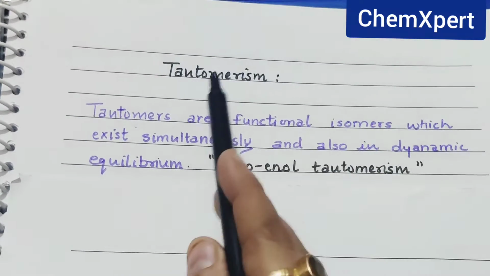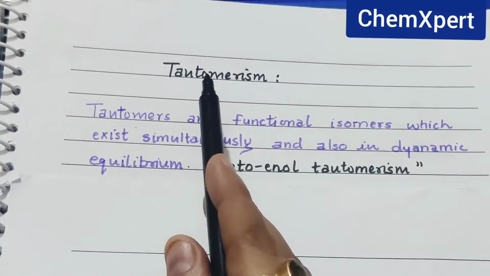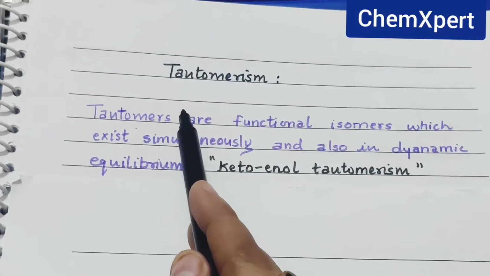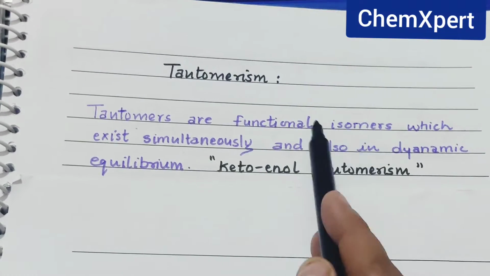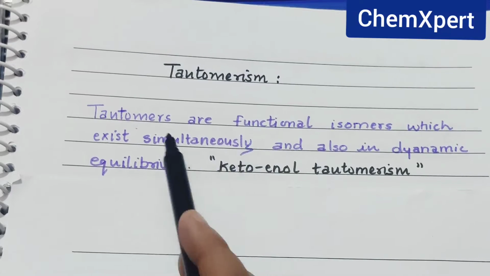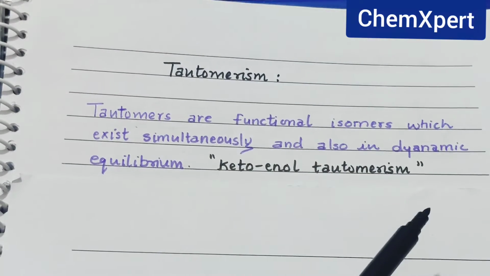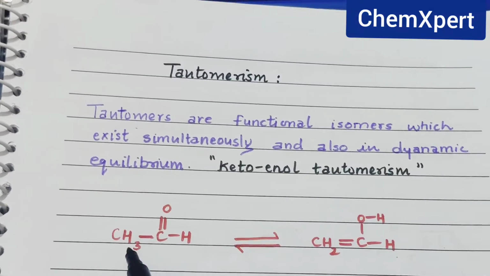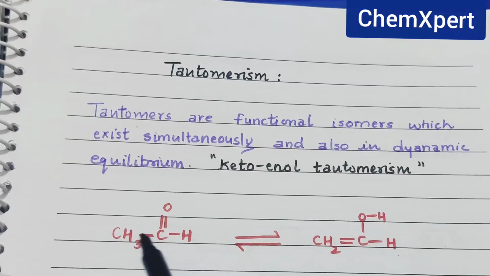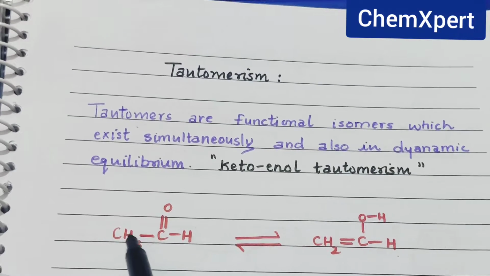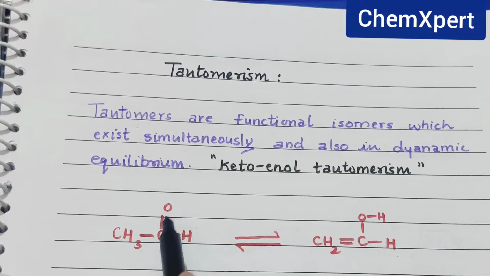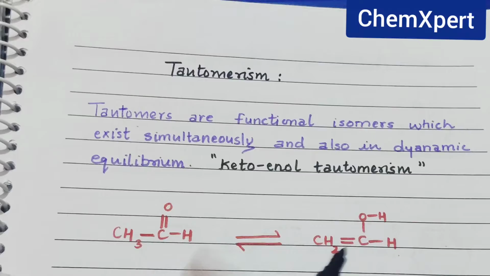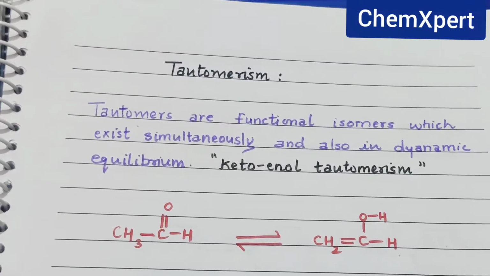So once again, what is tautomerism? It is shown by those isomers which are known as the tautomers. What are they? They are the functional isomers which exist simultaneously and also in the dynamic equilibrium. Now just for example, here is one of the examples. Here an aldehyde part is present, and when I move one of the hydrogens of this CH3 towards this O part, then this double bond shifts towards this side, like this.